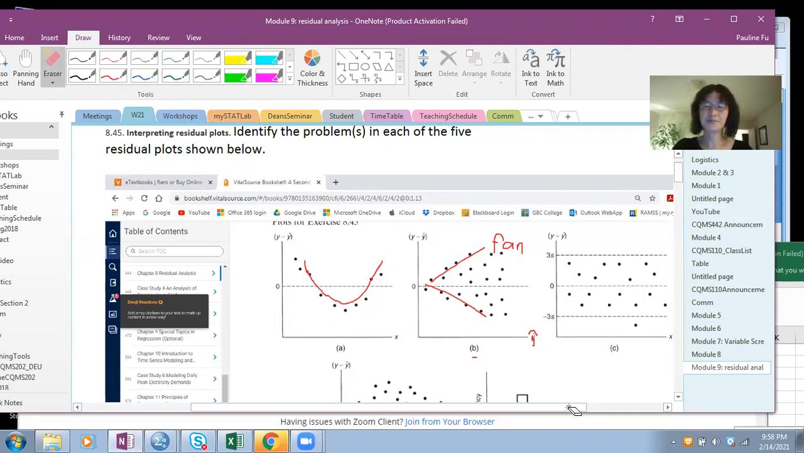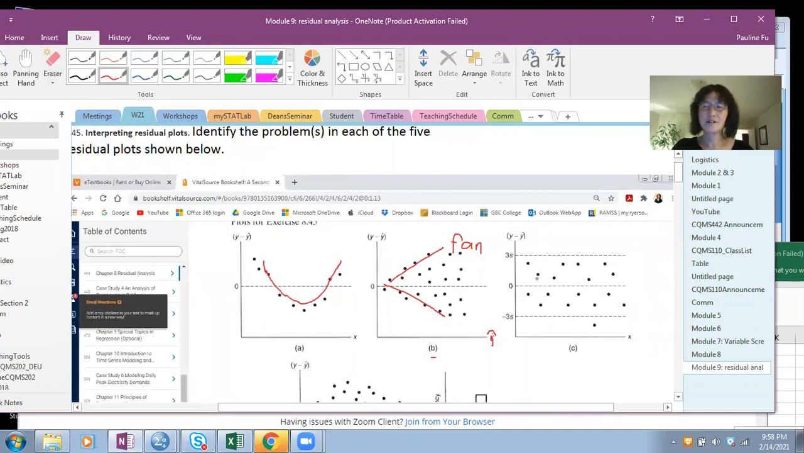The next one is the residue, y minus y hat, against the independent variable x. This is 3 standard deviations, negative 3 standard deviations. This part looks good, the residue spreads evenly. But here we have an outlier beyond negative 3 standard deviations. When you do the analysis, you might want to remove this outlier.